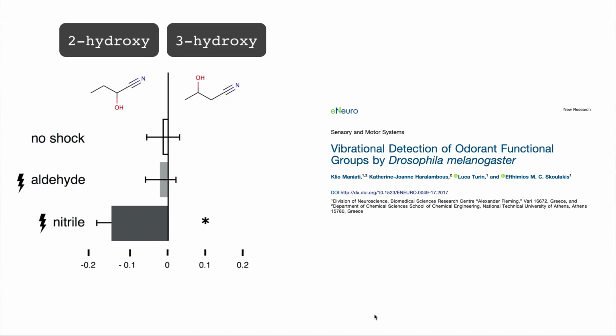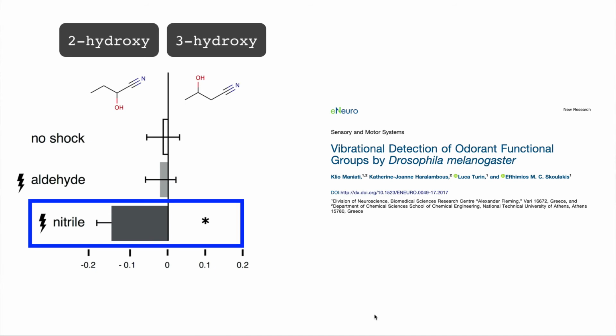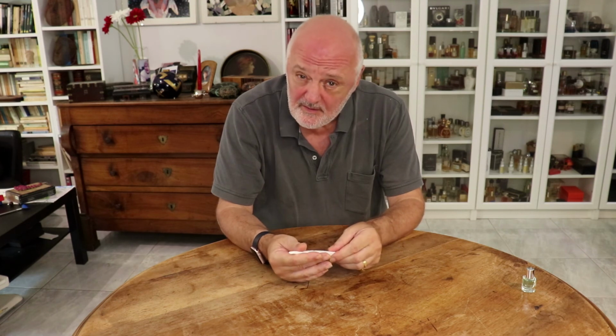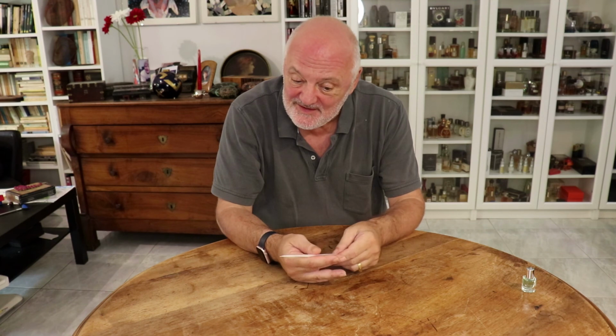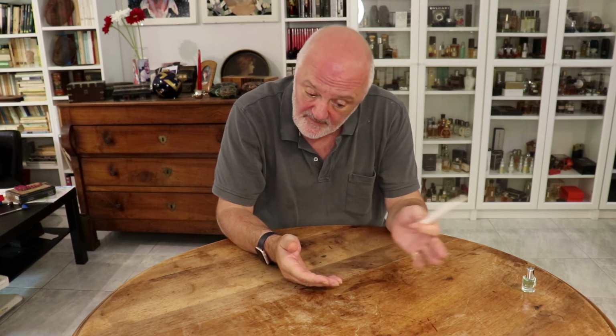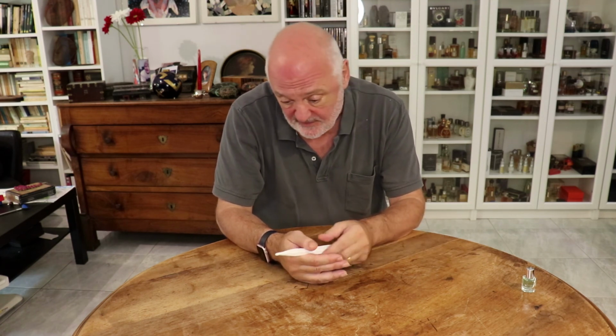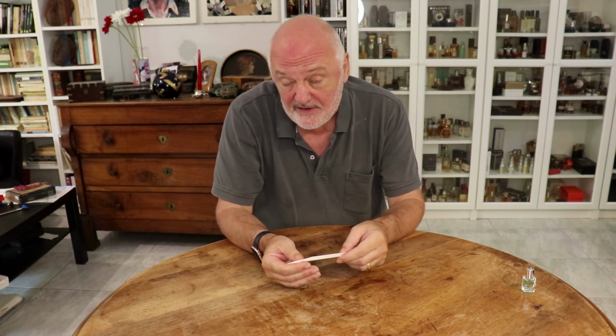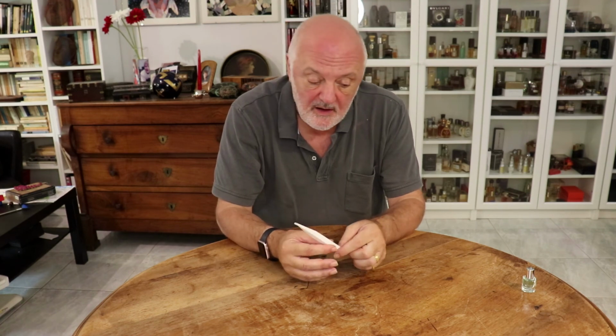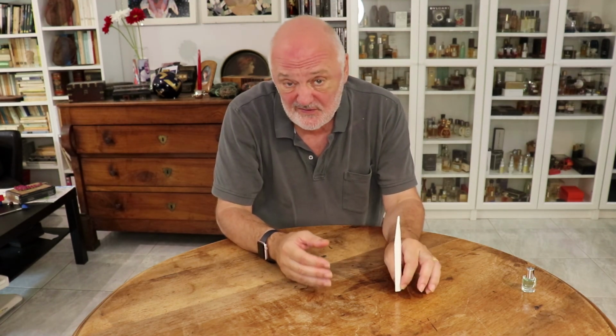And the answer is, as you can see from the illustration of one of the figures in this paper, that Cleo Maniati and collaborators did and published in eNeuro. The flies, when trained against an aldehyde, pretty much don't understand the question. When trained against the nitrile, they avoid the 3-hydroxy, which is the compound that we can smell a nitrile in as well.